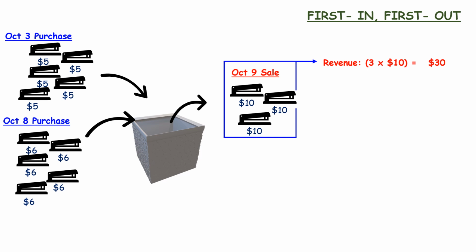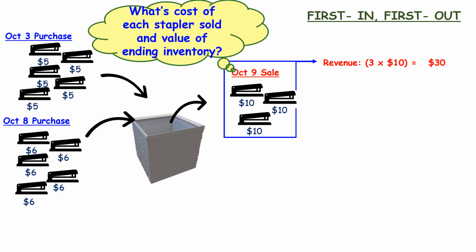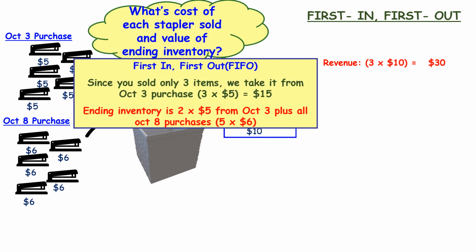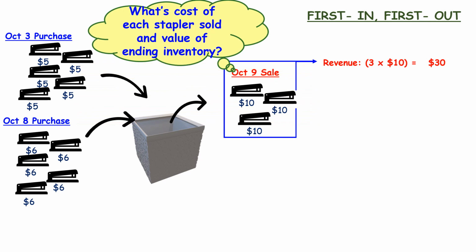So when I picked up the 3 staplers from the box, according to FIFO, I picked up the $5 staplers because those are the ones I bought first, so I will sell them first. So the cost of goods sold is going to be those 3 at $5, so $15 would be the cost of goods sold. Therefore, the gross profit will also be $15. So hopefully you understood that. The revenue is $30. When I picked up 3 from the box, FIFO assumes that I picked up the $5 staplers because those I purchased first before the $6 ones.